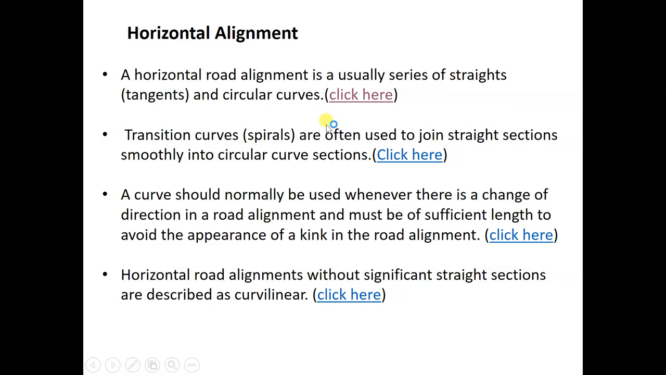Okay, so the curves, there are two types. One is the circular curve, just the circular curve, I mean, part of a circle, and the transition curves. Transition curves are called the spiral. That means this composite curve is actually made up of the transition curves on both sides of a circular curve. So we do have a circular curve in the middle of this curvature, but on both sides we have the spirals or the transition curves.